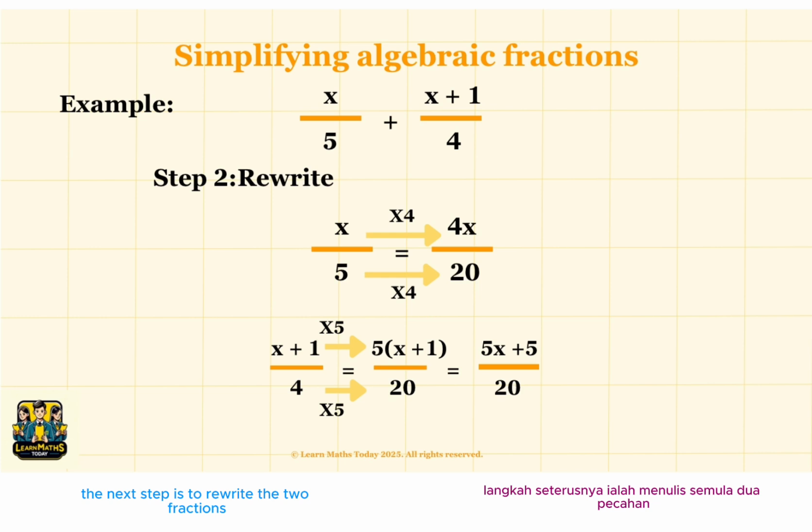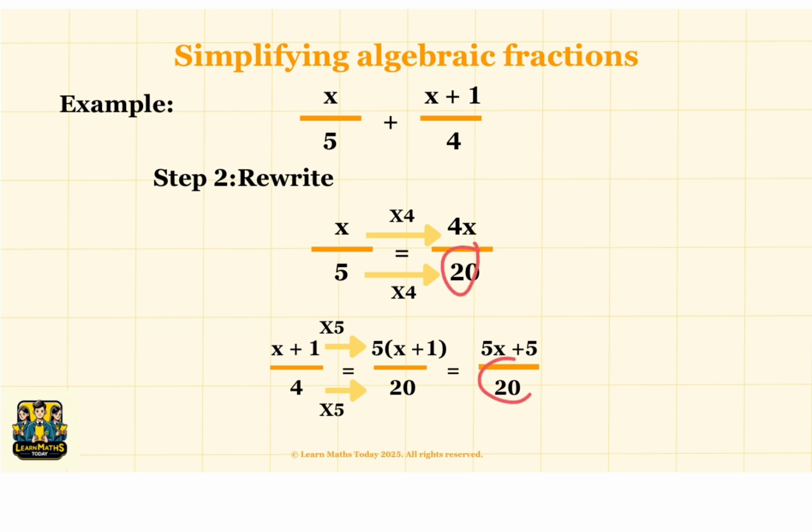The next step is to rewrite the two fractions such that both fractions have a denominator of 20, which we recall is the lowest common denominator. For the first fraction, x over 5, we'll multiply both the numerator and the denominator by 4. Similarly, for the second fraction, we'll multiply both the numerator and the denominator by 5. After doing so, we see that both fractions have a denominator of 20.